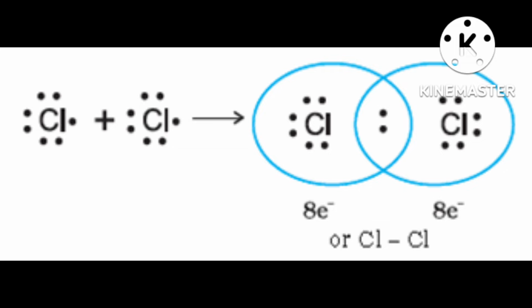Lewis pictured the atom in terms of a positively charged kernel. You can say the nucleus plus the inner electrons. In an atom, the nucleus will be there, and around the nucleus electrons will be there. He considered these things together and called them a kernel.